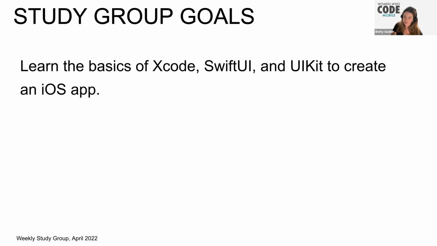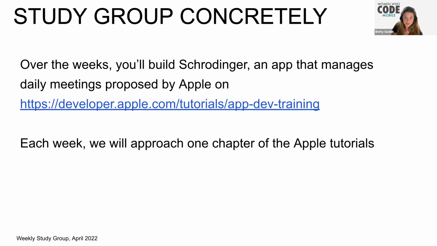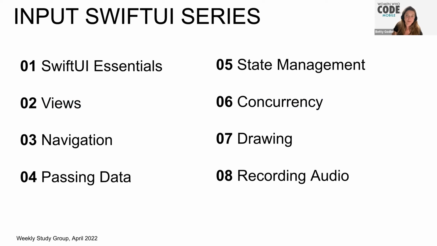The goal is to learn SwiftUI and the basics of SwiftUI. And for that, if you have things that go wrong, or questions that you ask today, I will add them in this wiki, because sometimes things are missing in the tutorial. Concretely, we will build an application called Schrödinger. And the inputs of this SwiftUI series are there.